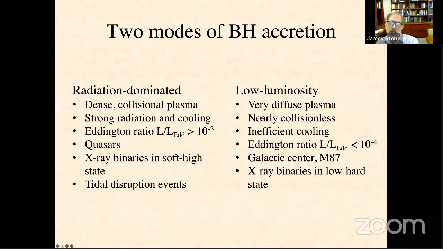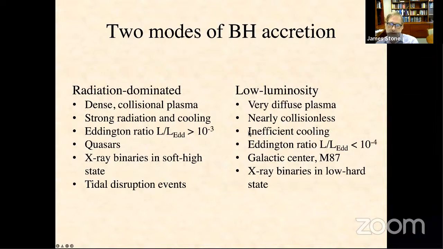There's also low luminosity accretion disks or accretion flows, where it involves accretion of very diffuse plasma in which the collisional mean free path is typically bigger than the event horizon itself. So the plasma is essentially collisionless. It's very inefficient at producing radiation. It doesn't cool at all. It's essentially adiabatic as it falls in.